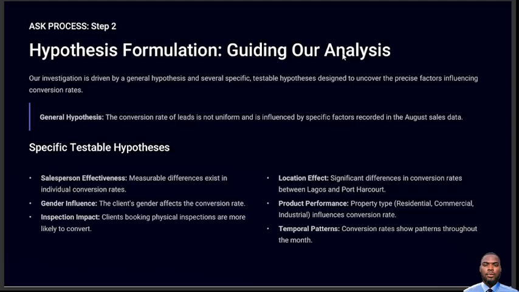Then the temporal pattern has to do with time, right? If the month, the week of the month, or the day of the month, how they are influencing conversion rate for that particular week or that particular month. So these are the, I mean, 1, 2, 3, 4, 5, 6. Then the general hypothesis, right? 7 main hypotheses you are going to look at.